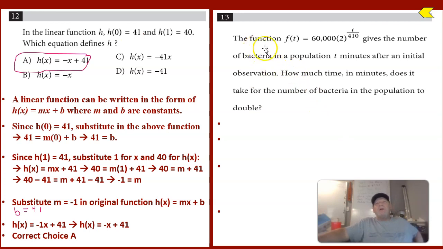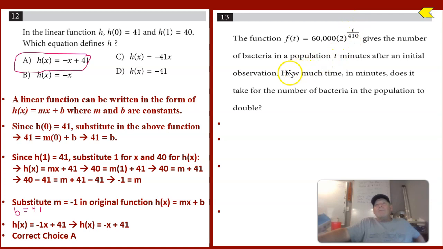Number 13 says the function f of t equals 60,000 times 2 to the t over 410, and that function gives the number of bacteria in a population t minutes after an initial observation. So this is called exponential growth. So the 60,000 is our initial observation. The 2 would talk about when it doubles, and the t over 410 would be the time.